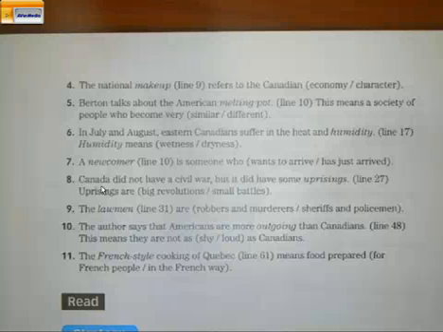In July and August, Eastern Canadians suffer in the heat and humidity. Humidity means wetness. A newcomer is someone who has just arrived. This is the answer. Canada did not have a civil war, but it did have some uprisings. Uprisings is revolutions.